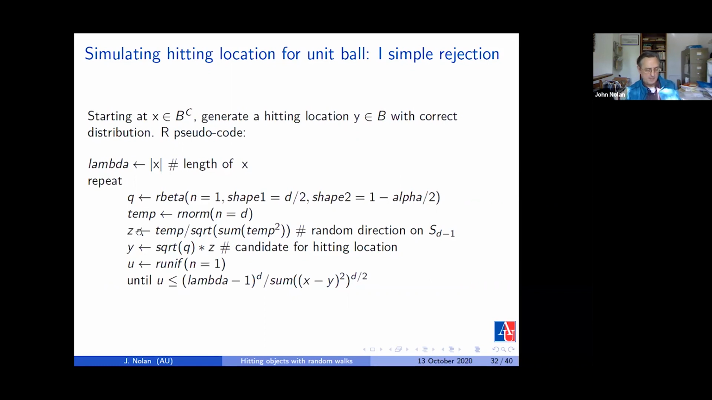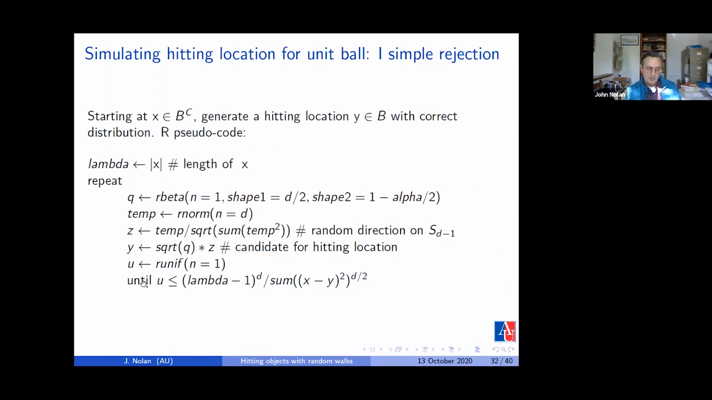Q has a beta distribution, and Z is uniform on the sphere in the appropriate dimensions. We define Y to be the square root of Q times Z. Remember, Z is a vector now and Q is a scalar, so we scale that location.